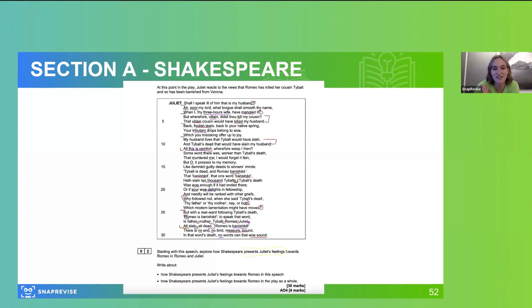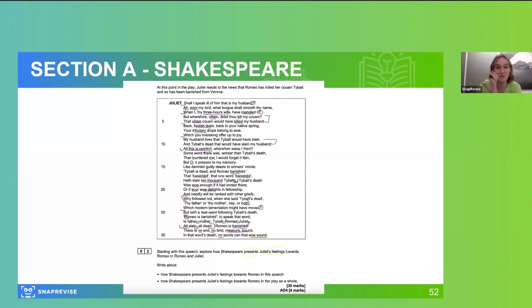"Villain didst kill my cousin, that villain cousin would have killed my husband. Foolish tears, all this comfort, but oh, it presses to my memory. Banished, banished, banished, hath slain 10,000 Tybalts. Thy father or thy mother, nay, or both? Father, mother, Tybalt, Romeo, Juliet, all slain, all dead."